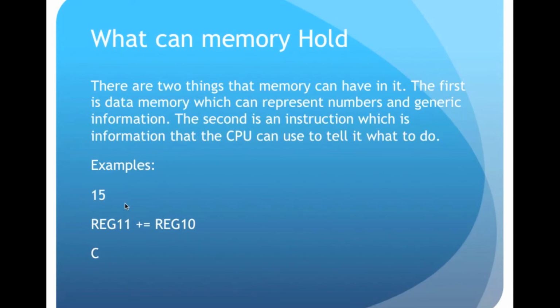So here are some examples of stuff that you could actually store in your memory. You could store the number 15, you could store this instruction right here, which is adding register 3 to register 2, or you could just have a character or potentially a string of characters. But that's basically everything that we have to talk about regarding memory.